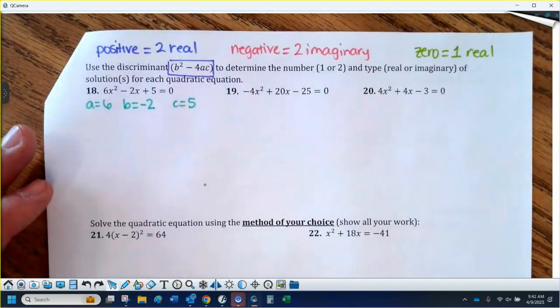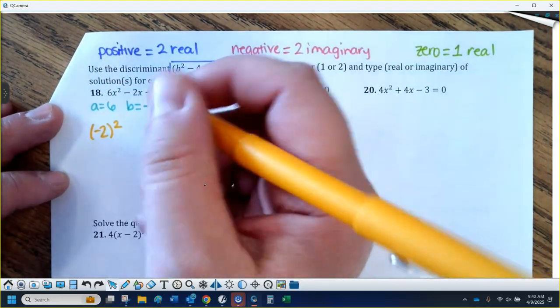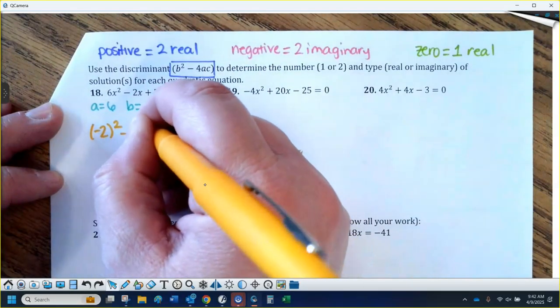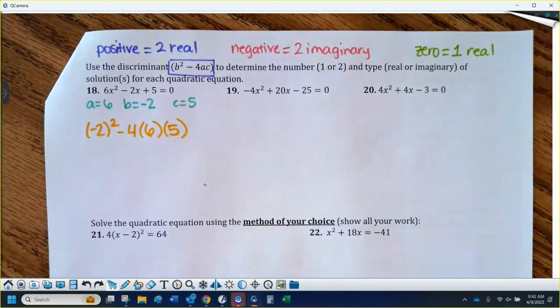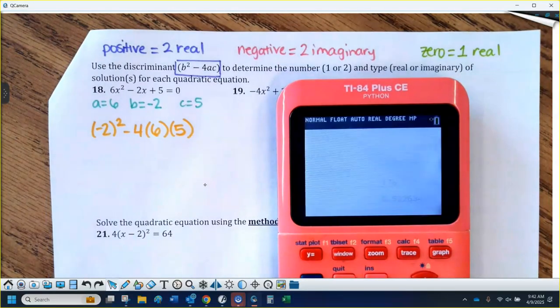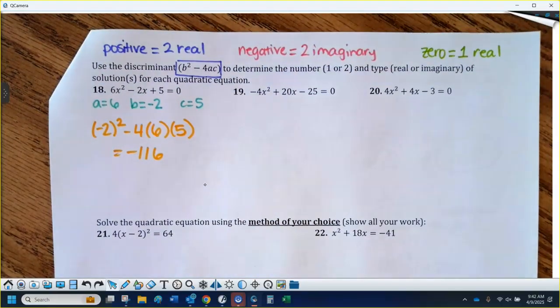So we're just plugging this in, b squared minus 4ac. So I'm going to do -2. If you're squaring a negative number, make sure when you type it into the calculator that you are using parentheses and you are putting the squared on the outside. Just type in exactly how I wrote it: -2 squared, minus 4 times a, which is 6, times c, which is 5. All right, now I got -116. So if you look up at your options up there, I got a negative number.